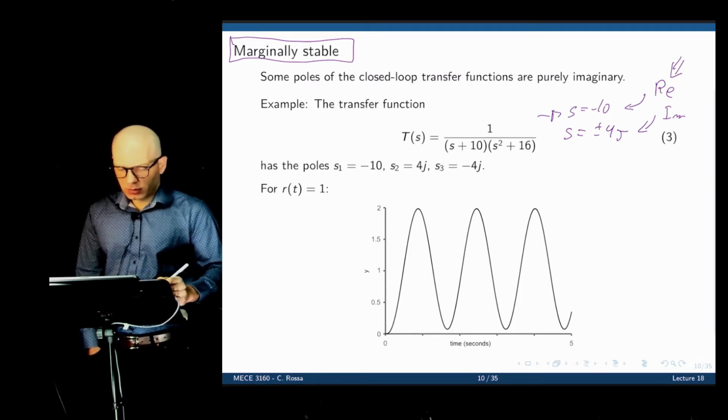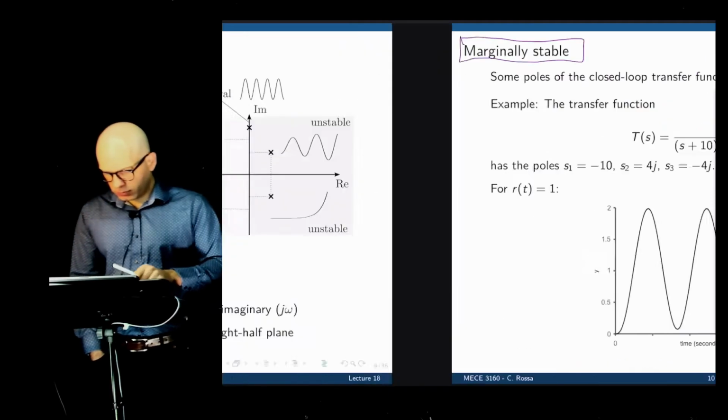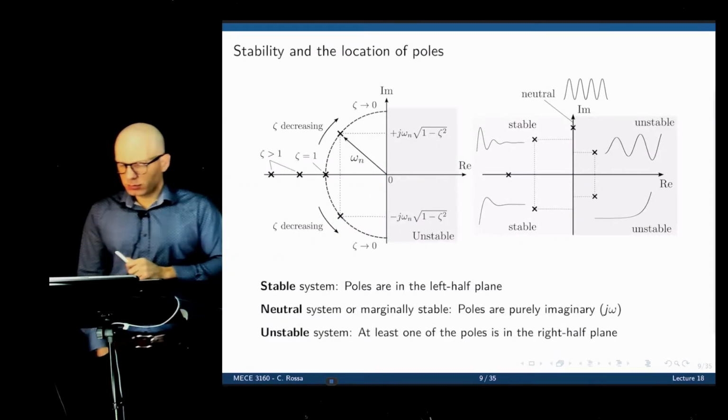Yeah. Professor? So in the previous slide, you had said that in a neutral system, the poles are purely imaginary.